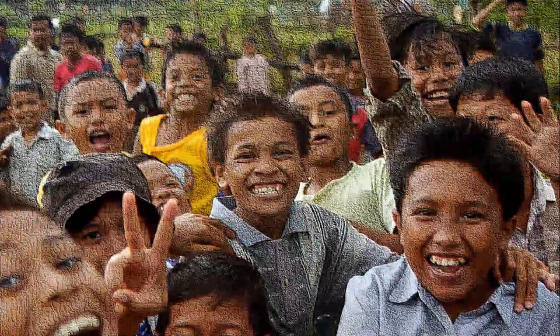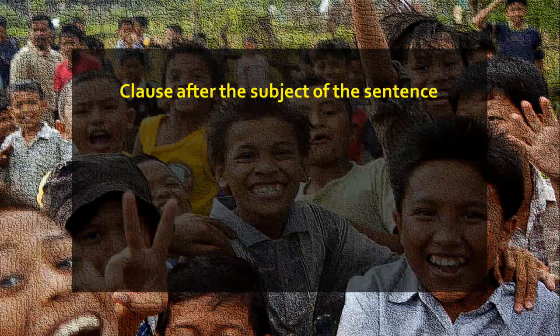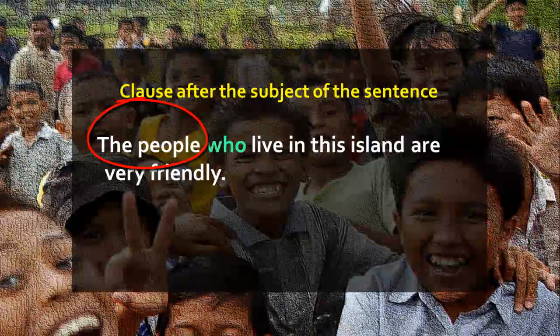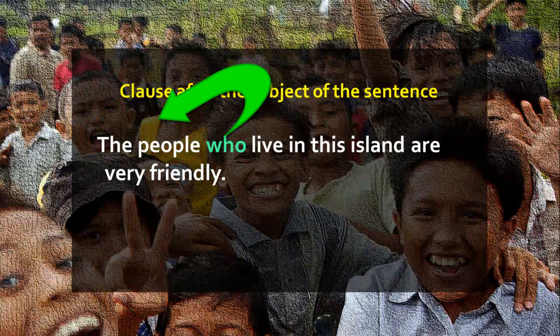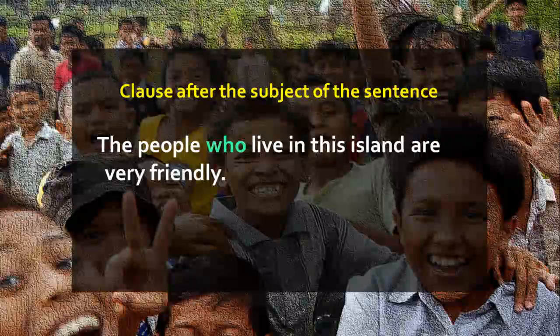Look at this example. Here we have the relative clause after the subject of the sentence. The people who live in this island are very friendly. As you see, the subject of the sentence is people, and who refers to people, so it is a relative pronoun as the subject. And the relative clause, who live in this island, comes after the subject, people.